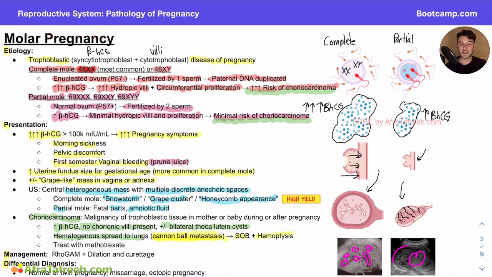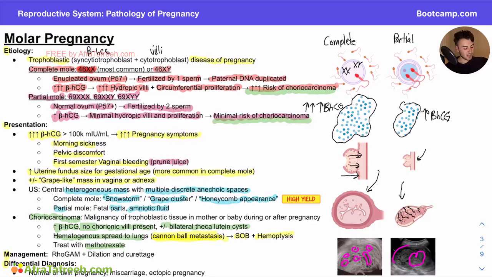We can go ahead and treat these malignancies. They respond really well to methotrexate, and this is because they're going to mimic fetal tissue, and we know that fetal tissue is going to be really sensitive to dips in folate. So if we use a folate antagonist like methotrexate, it's going to be really effective for treating this malignancy.